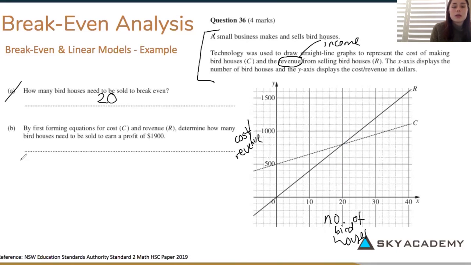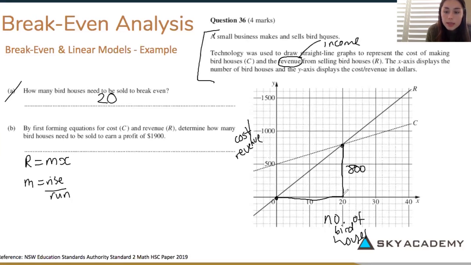So first I'm going to develop my revenue formula, which is just R equals mx. And we know we can find m by finding rise over run. So I'm going to go to the revenue line, which is the darker line, and pick this point here, and go across to here, a rise of 500, 600, 700, 800, a rise of 800, and a run of 20. So 800 over 20 is going to equal 40. So the revenue formula or equation is going to equal 40x.